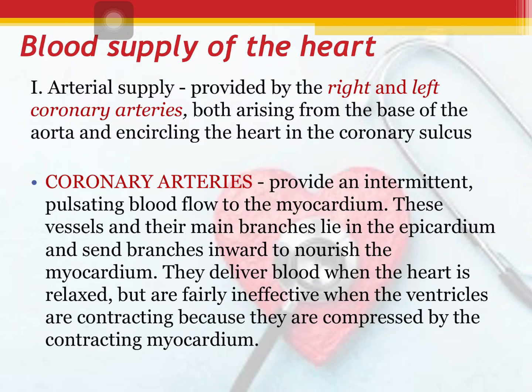Blood supply of the heart. Arterial supply of the heart is provided by the right and left coronary arteries that both arise from the base of the aorta and encircle the heart in the coronary sulcus. Coronary circulation is the functional blood supply of the heart, and it is the shortest circulation in the body. The right and left coronary arteries provide an intermittent, pulsating blood flow to the myocardium.